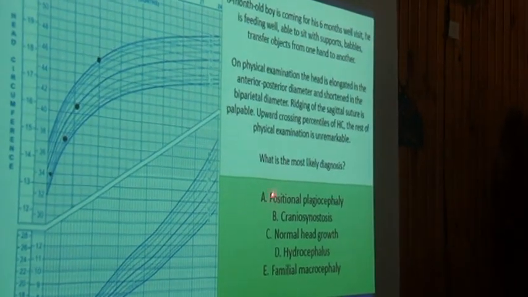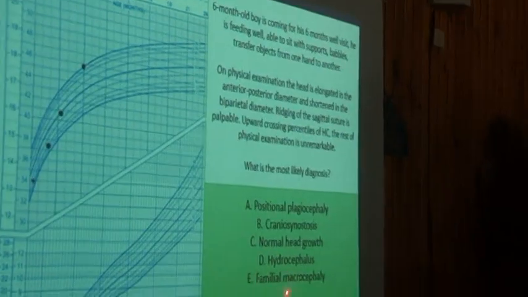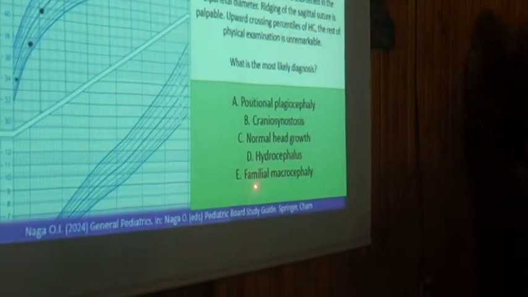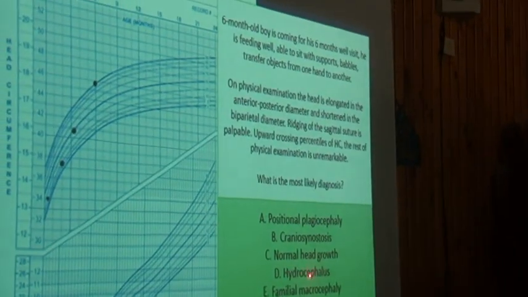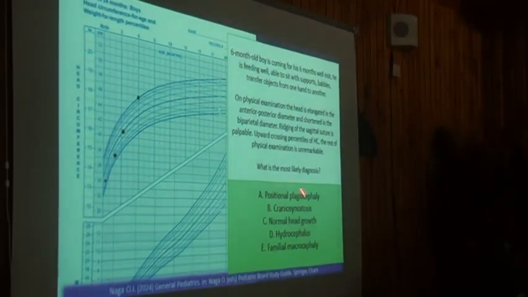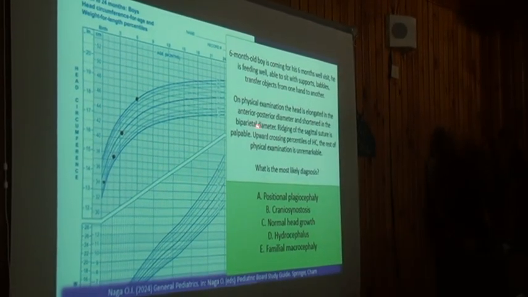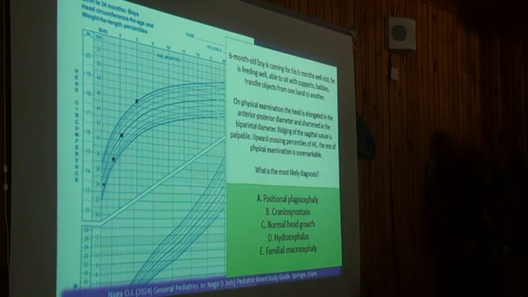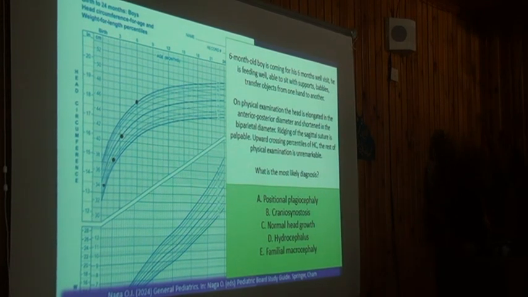So what is the most likely diagnosis? Which one? Hydrocephalus? Okay. B, craniosynostosis. Yes, this case was a craniosynostosis, a scaphocephaly, which is an elongated head, and the premature fusion of the sagittal suture.